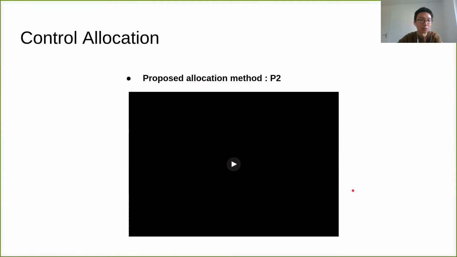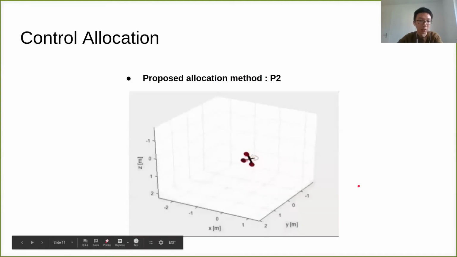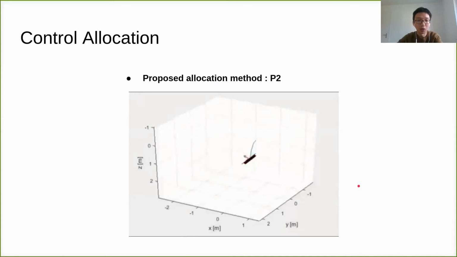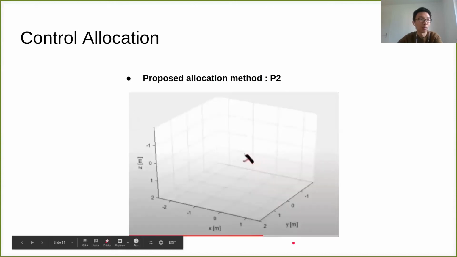Now let's look at the performance of the P2 allocator in the simulation. The quadrotor is also initialized with a large omega tilde, but you can see that the angular velocity on the undesirable axis is successfully suppressed. Instead, the drone chooses to flip on the direction where both rotors are functional. And finally, the drone returns to its original location. We can have a look at the video from the beginning again.